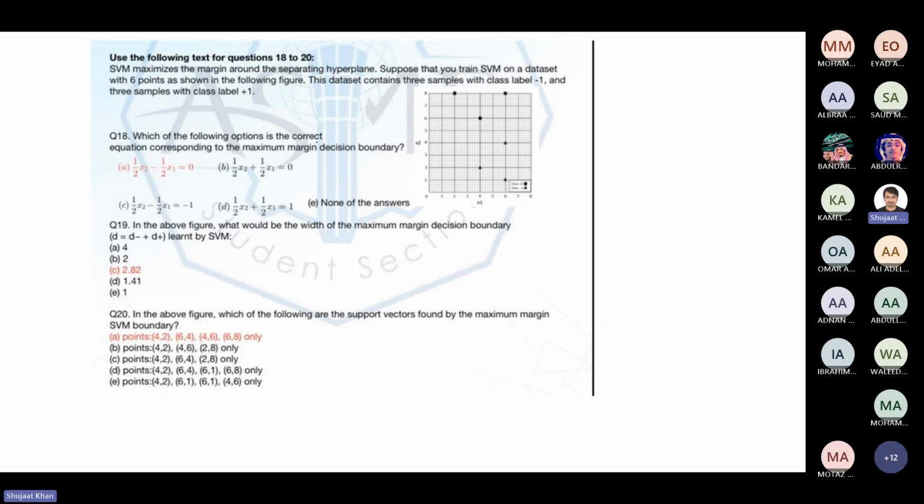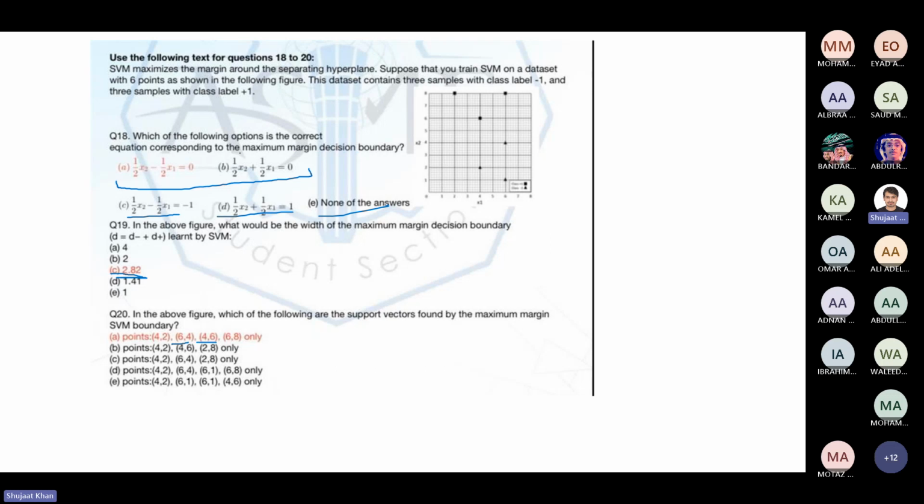Which of the following options is the equation corresponding to the maximum margin decision boundary? The reason you have this half value is, some people solve this question with a trick, but I don't. I go through the whole process to show what else is involved. So I first give you the idea about what support vectors are, then what the decision boundary is, how to calculate it, and then why these two are wrong. And now we are left with this one.